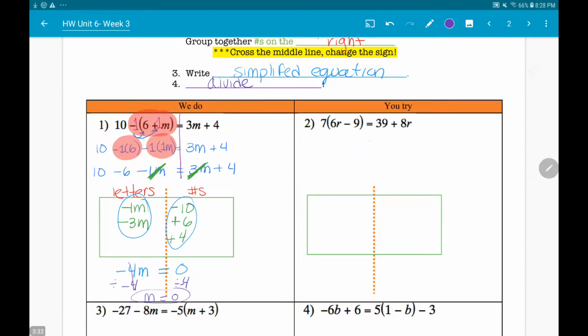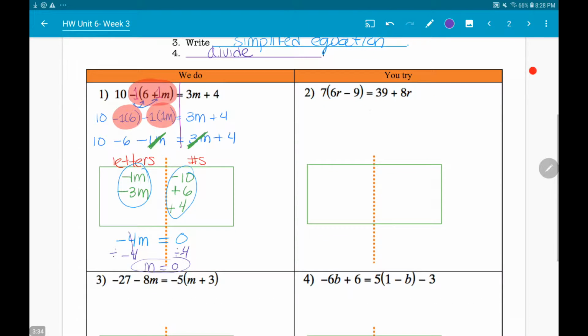Let's go ahead and try number 2. So, our first step is to distribute. And I didn't do anything to the side, so I bring it down. I'm going to simplify what I distributed. 7 times 6, 42. 7 times -9 is -63. And I'm going to bring down my right side.